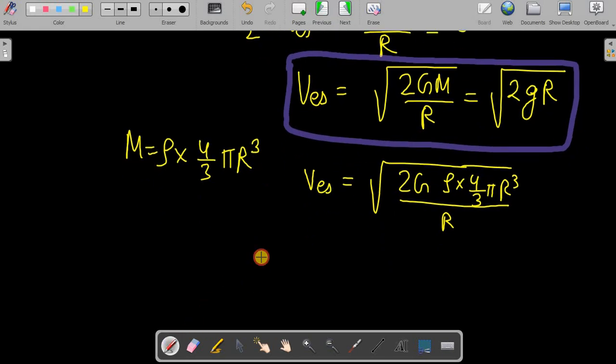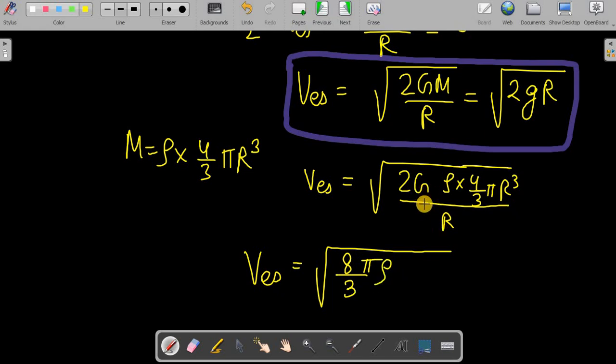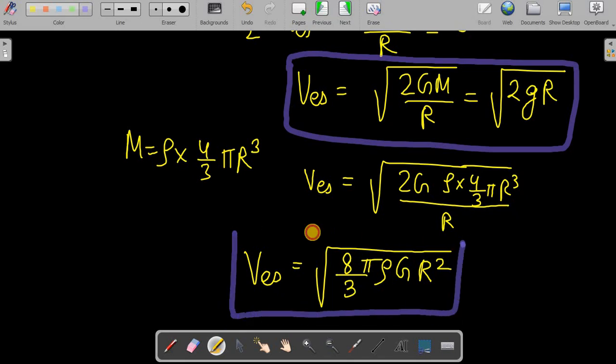So escape velocity will become root under 8 by 3 pi rho G, and this becomes R square, right? R square can also be taken outside. Correct? So root of 8 by 3 pi rho G R square. Sometimes questions can be given in terms of density, not in terms of mass. So according to that, you can use these escape velocity formulas, right?